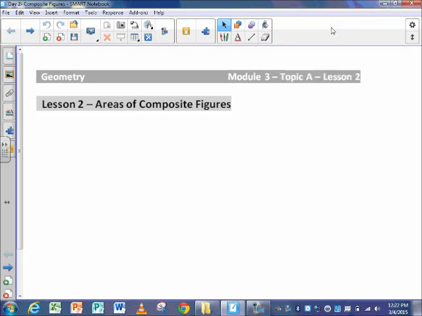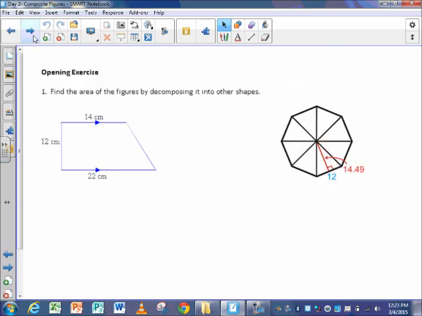All right, so this is Module 3, Lesson 2. We're going to talk about area a little bit more this time, but we're going to talk about areas of composite figures. A composite figure is really a figure that's made up of multiple shapes, and you would find the area of each shape and then add them together. So if you take a look at these two opening exercises, it says find the area of the figures by decomposing them into other shapes.